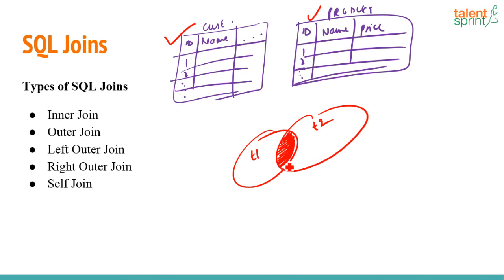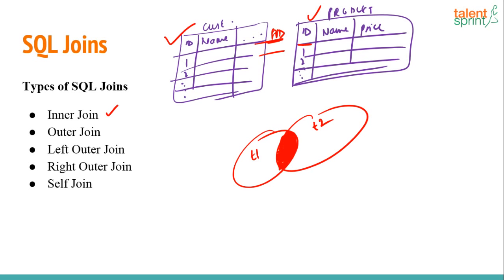Based on some column that is common in both. Say a customer has purchased some product, so there will be a foreign key here, product ID, associated to this customer, whatever product he has purchased. Now with this product ID and this product ID, you can join the two tables. There has to be a common column to join two tables. So the idea of inner join is to find this common area between the two tables.